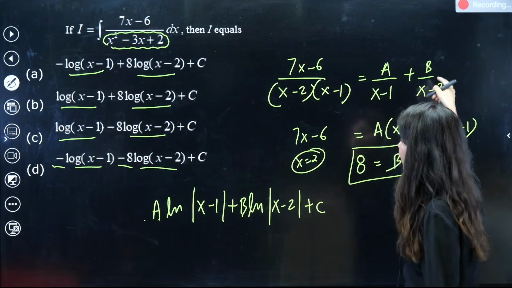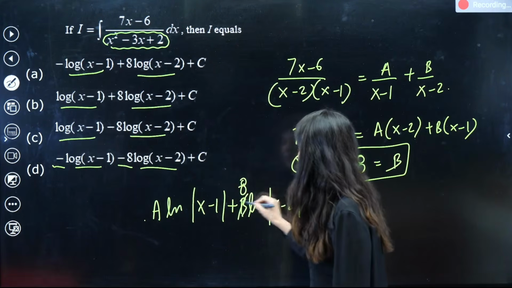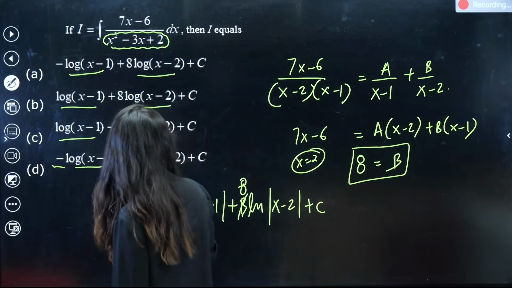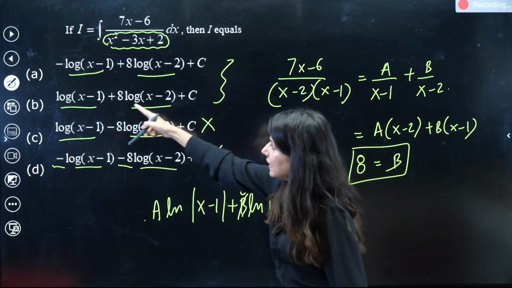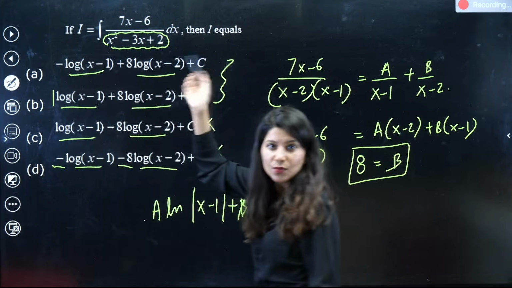That means log of x minus 2. So this is 8 times log of x minus 2. So which answer is incorrect? These two are incorrect. So I'm just looking for a. Either a is 1 or minus 1. That's what we need to figure out.